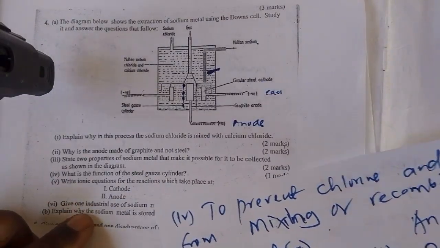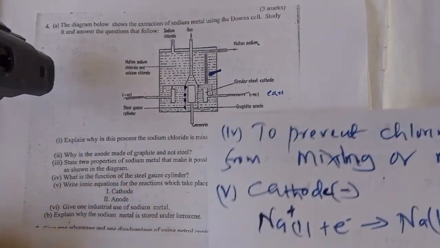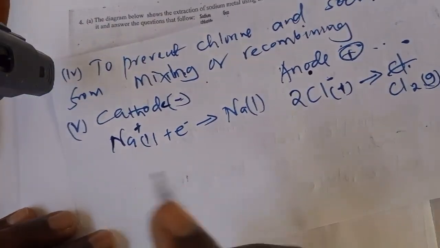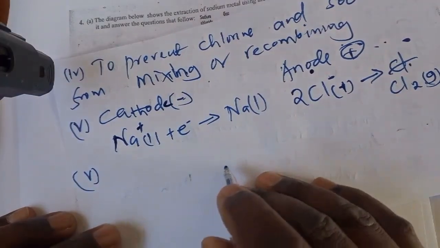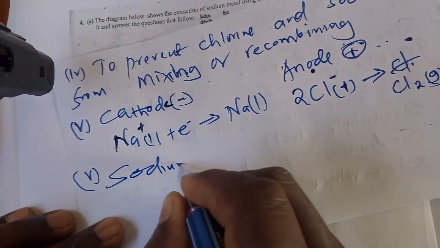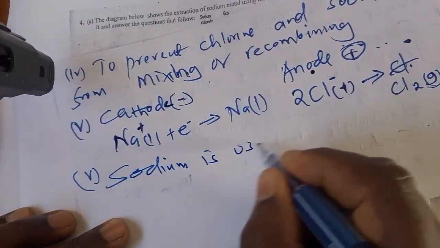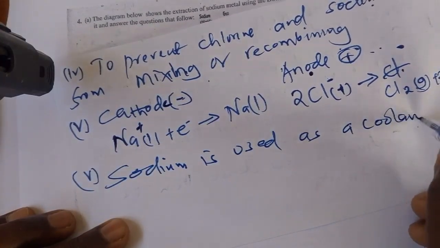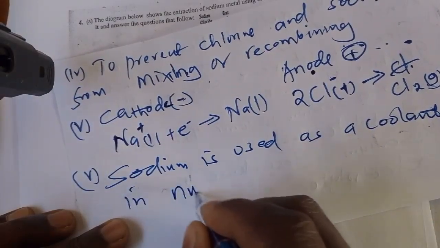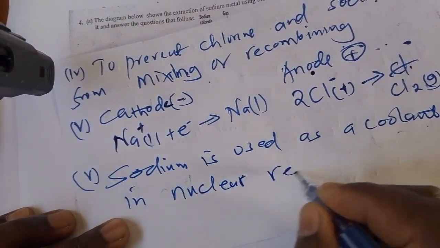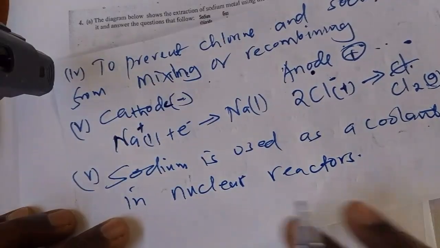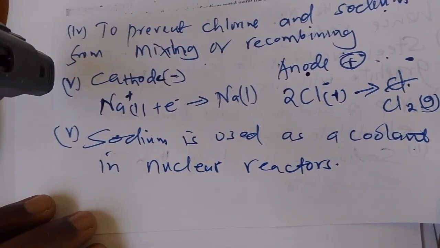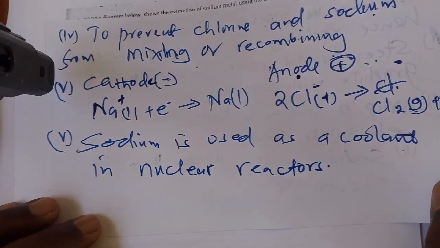Give one industrial use of sodium metal. Give one use of sodium. Sodium is used as a coolant in nuclear reactors. So there are so many others. You should at least know two uses for each metal.